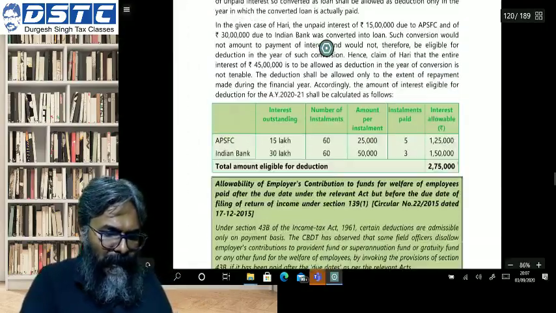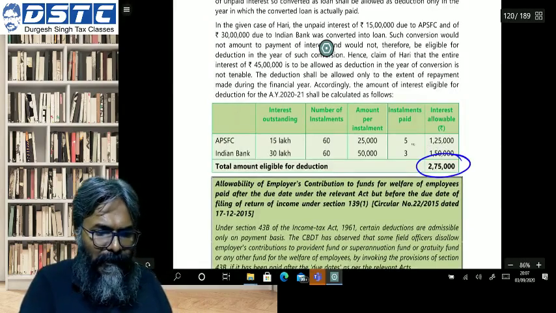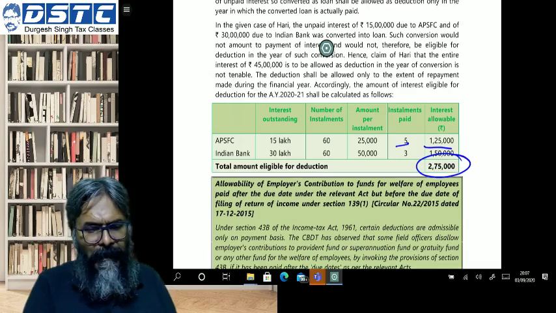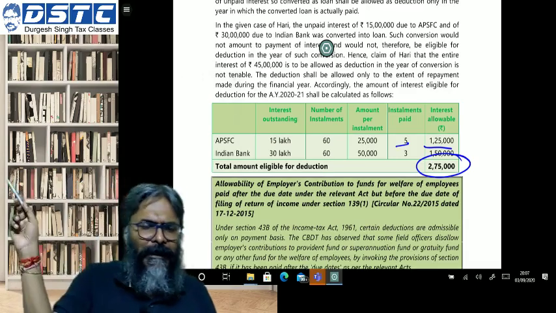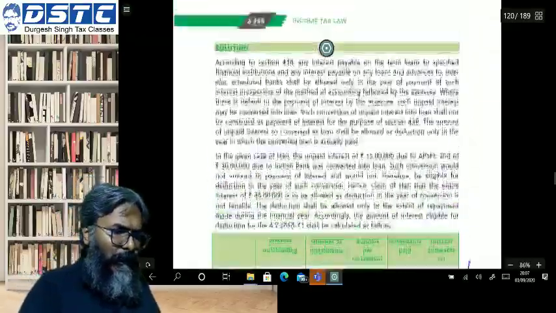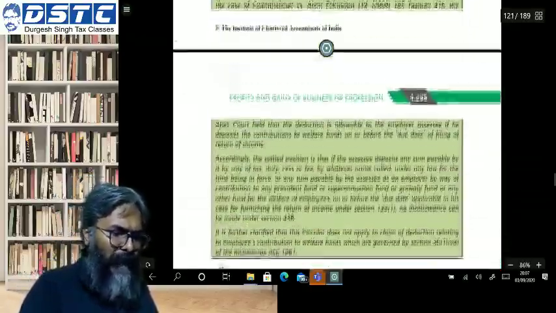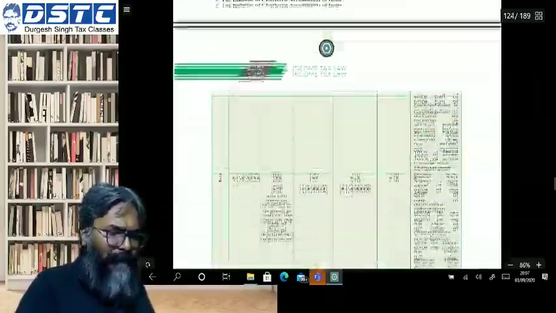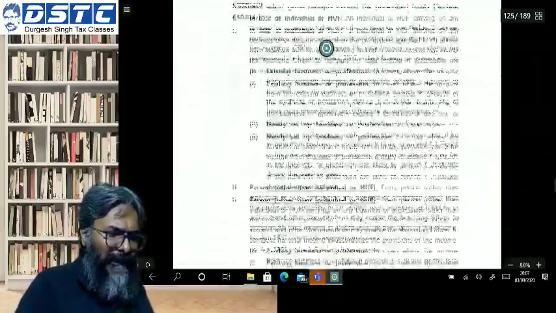So how much would be allowed as deduction? 2,75,000. How did you get this? For 15 lakhs, divide by 60 into 5, and for that 30 lakhs, divide by 60 into 3, you will get these amounts. Students. Fine. So keep this particular perspective in mind, students, in this context.